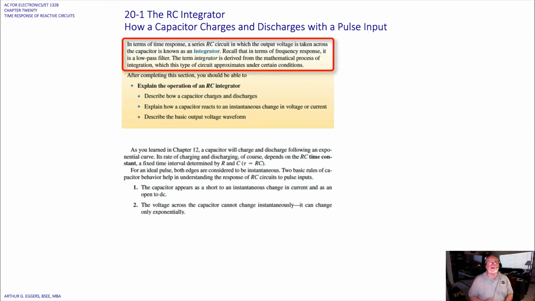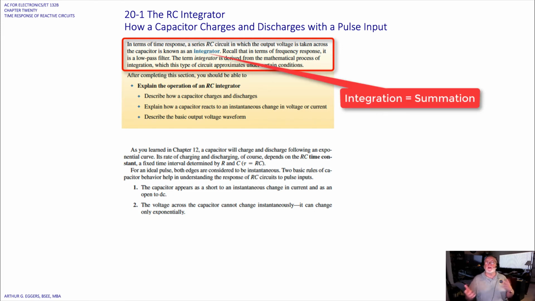So, in terms of time response, a series RC circuit in which the output voltage is taken across the capacitor is known as an integrator. Okay, so when you think integrator, if you haven't had calculus before or a calculus based course, just think in your mind summing everything under the curve. So that's what an integrator does. It's a summing device. Recall that in terms of frequency response, it is also a low pass filter. So you've seen this before as a filter application.